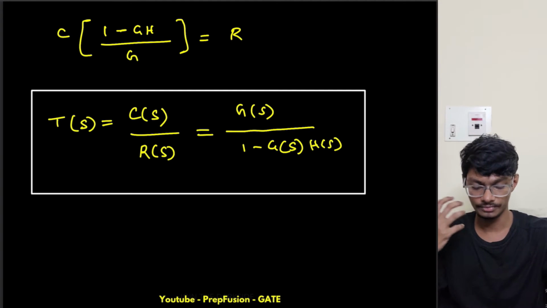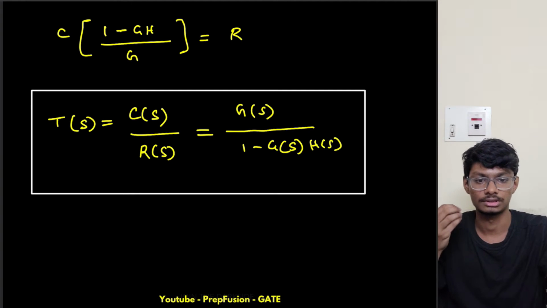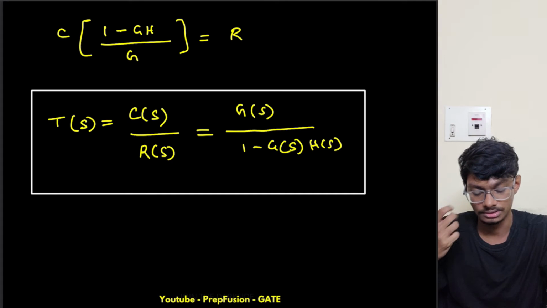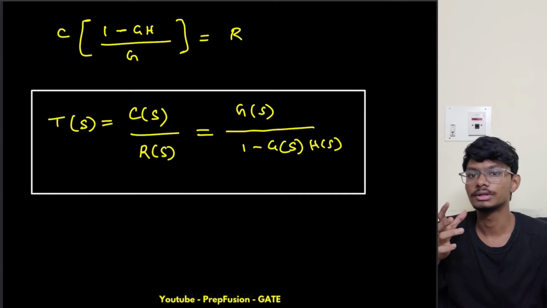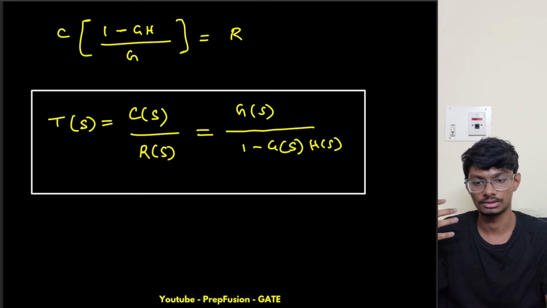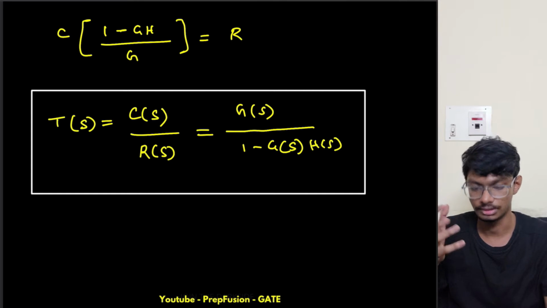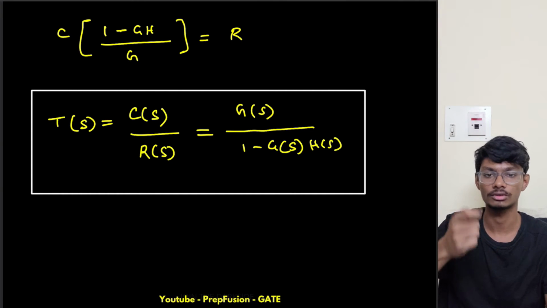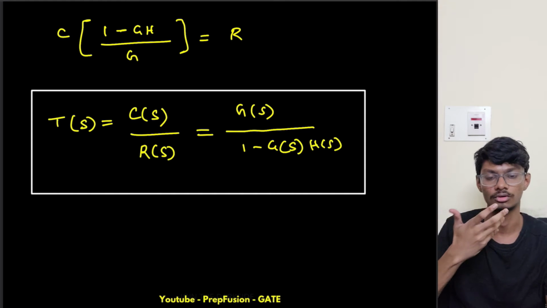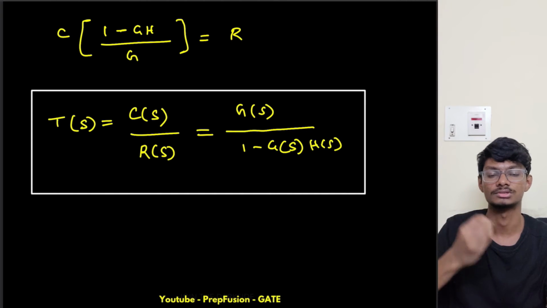Okay, so what are the examples of this positive feedback system? One example can be, if you have studied analog you will know, and if you haven't, you will not understand, like an oscillator, like a Schmitt trigger.